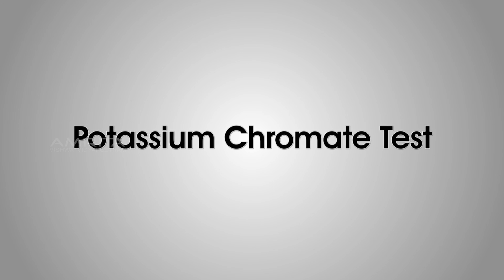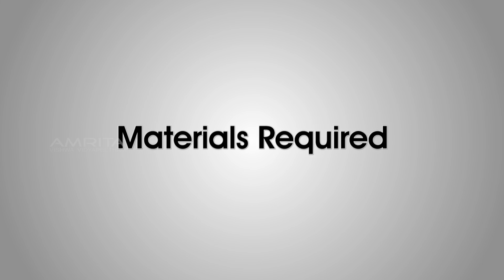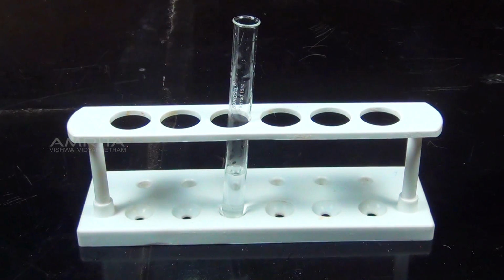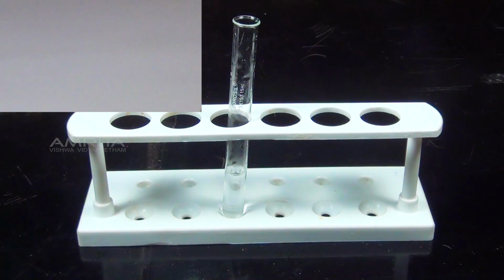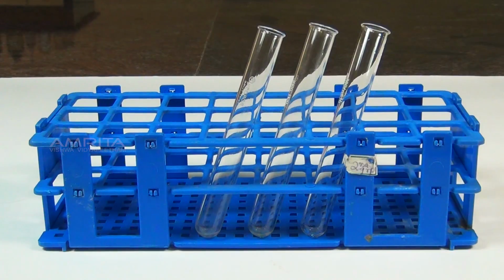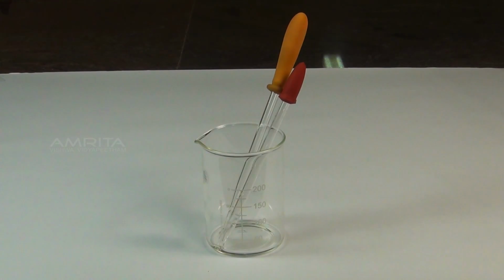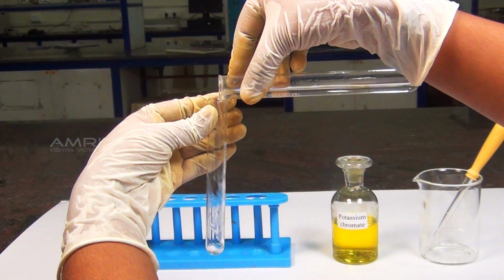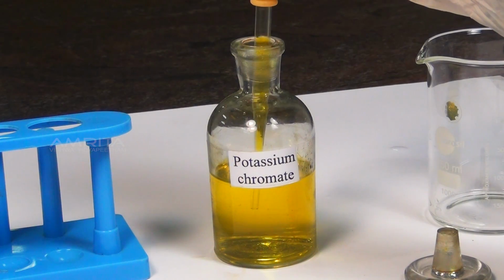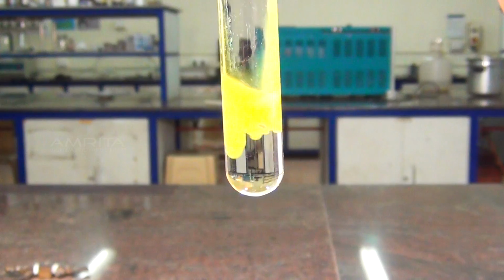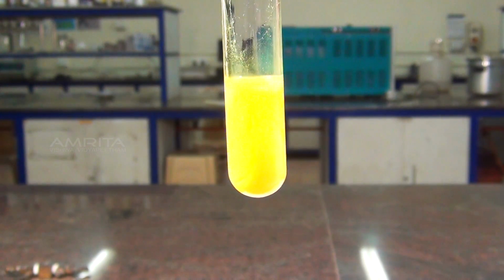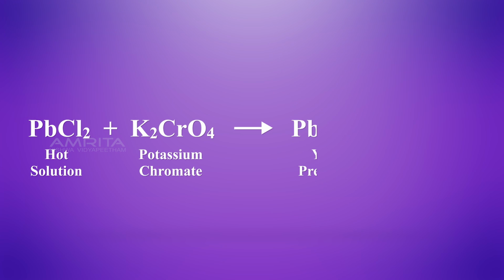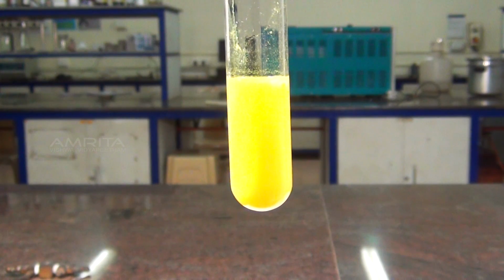Potassium chromate test. Materials required: solution obtained in the group analysis, potassium chromate, test tube, and dropper. Procedure. Take 1 part of the solution obtained in the group analysis in a test tube. To this, add a small quantity of potassium chromate solution using a dropper. Lead chloride present in the solution reacts with potassium chromate to form a yellow precipitate of lead chromate.